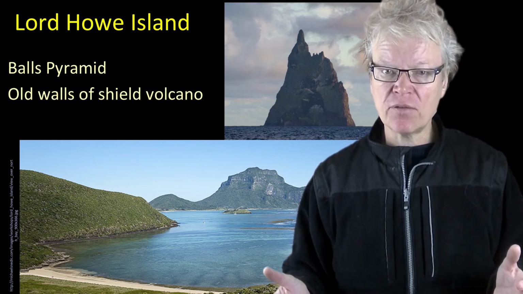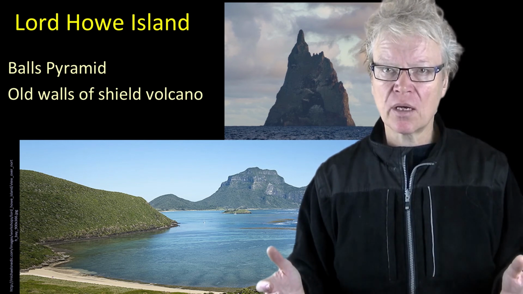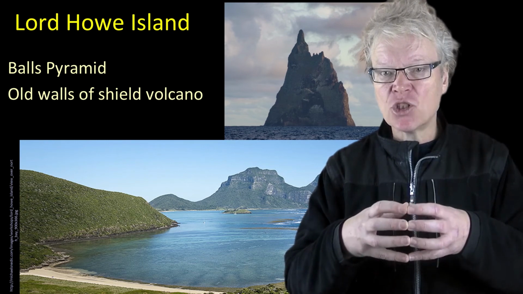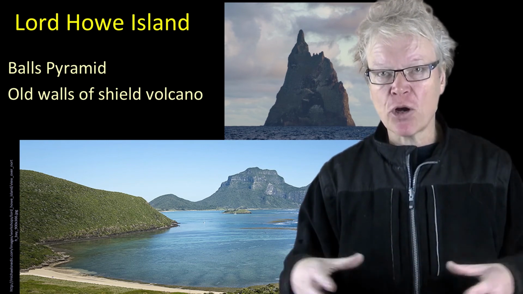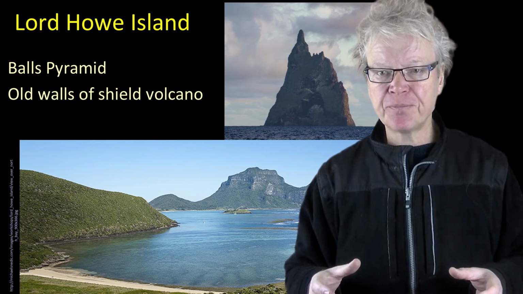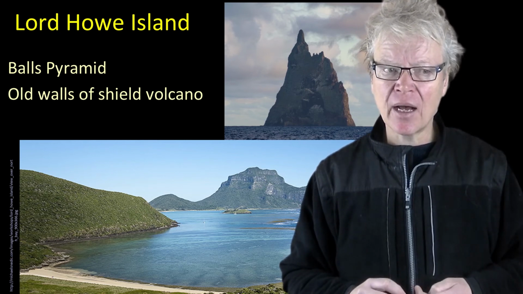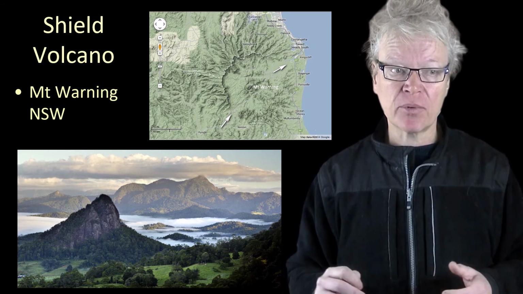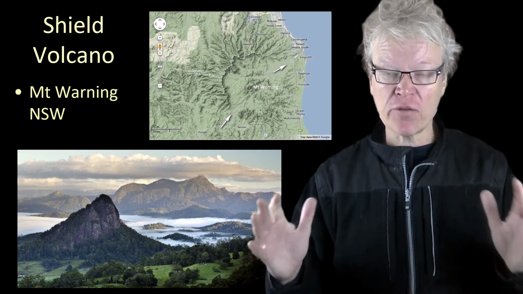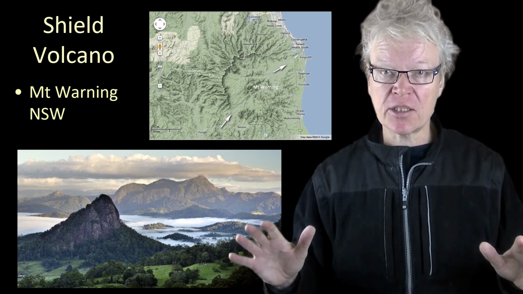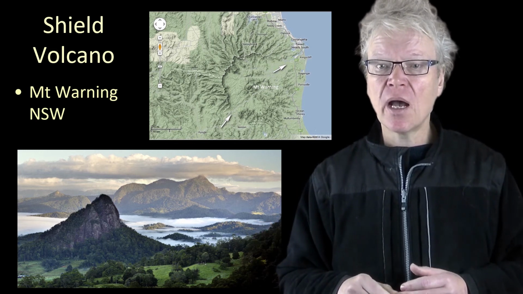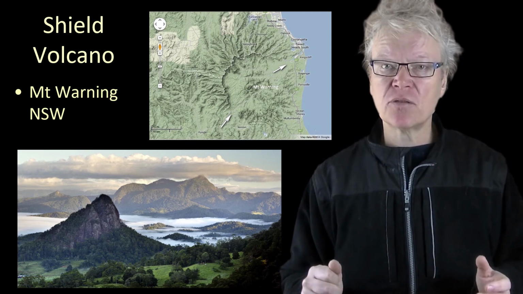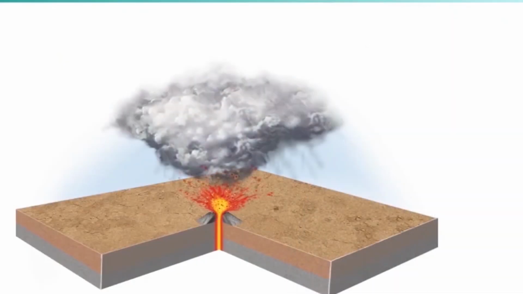And Lord Howe Island itself is an old volcano. Ball's Pyramid is just the last bit of the edge of it that's being eroded away into the ocean. And Mount Warning up on the border of New South Wales and Queensland is another example of an old shield volcano. It's very, very large and very extensive, and it's weathering away into some fabulous formations and national parks up there.